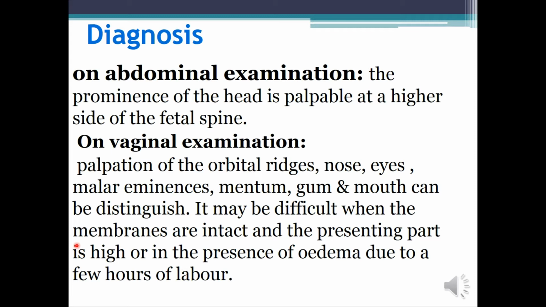So as we said, on abdominal examination we will see prominence of the head. The head is palpable higher, on the side of the fetal spine. But on vaginal examination, these are important landmarks: orbital ridges, nose, eyes, malar eminence, mentum, gum, and mouth can be distinguished. This is easy when the membranes are ruptured, but difficult when the membranes are intact. Also, if many hours have passed in labor, there will be edema, so it is difficult to distinguish these landmarks.